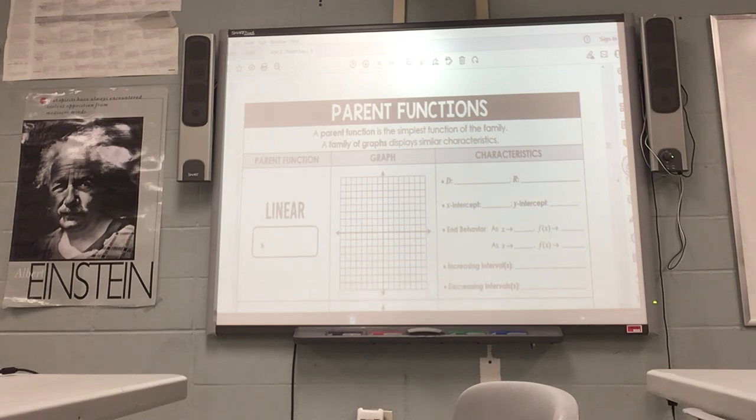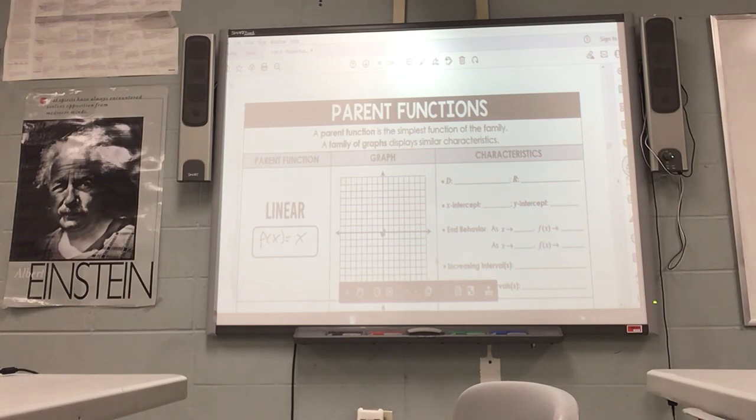Let's see what happens. Linear's parent function is f of x equals x. That's a line, right? Y'all are good. We remember that. Okay, I needed this sheet. Now, do you remember what the graph of f of x equals x looks like? It is a line. It doesn't have a b, so that means it crosses the y-axis at 0.